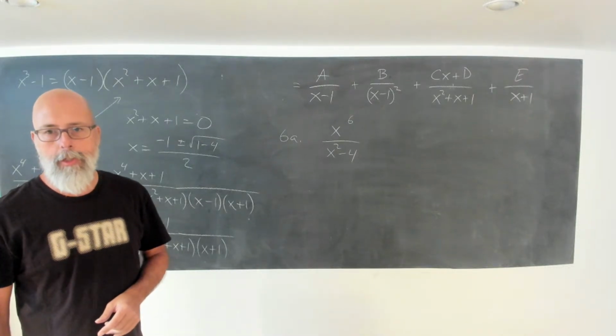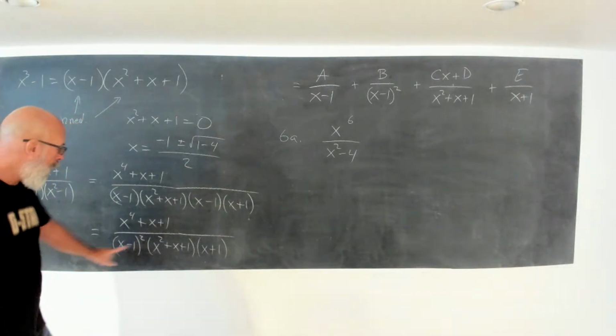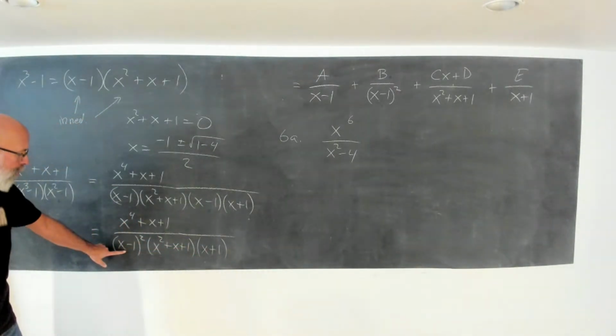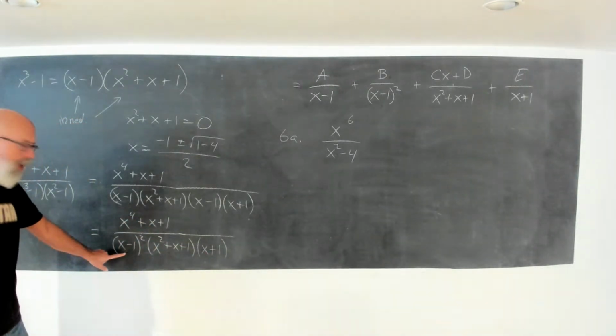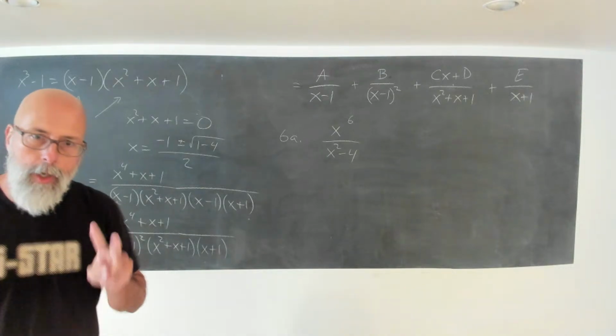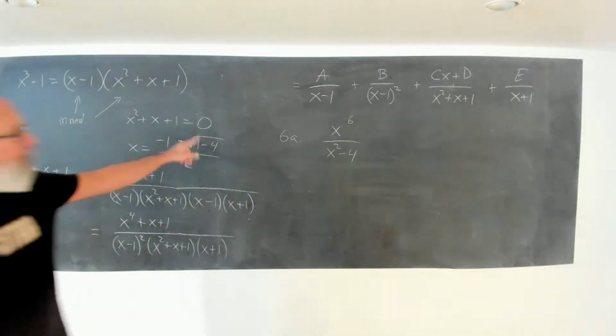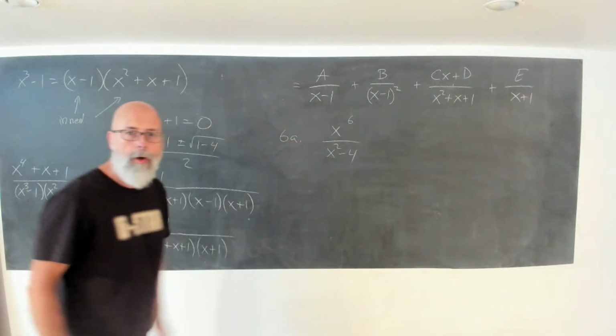Leo's asking, where does the a over x minus 1 come from? I mean, you've decomposed your denominator into x minus 1 squared times this times that. So the irreducible polynomial is x minus 1, and you've got two of them. So a over x minus 1 and b over x minus 1 squared.